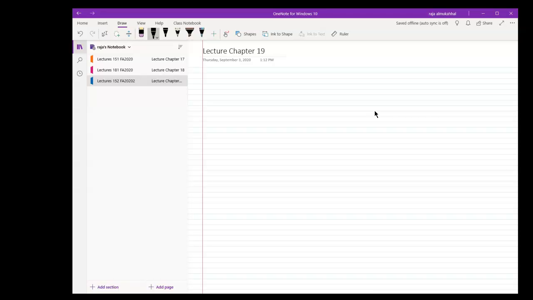Chapter 19 talks about current and resistance. I will talk about what that means, but let's begin with current. So what is a current?